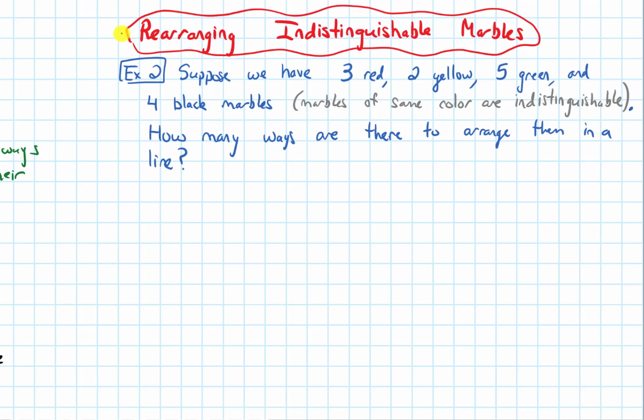In this video, we're going to do an example where we count the number of ways to rearrange indistinguishable marbles. So the example says, suppose we have 3 red, 2 yellow, 5 green, and 4 black marbles. And marbles of the same color are indistinguishable. And that means we just can't tell them apart. How many ways are there to arrange them in a line?